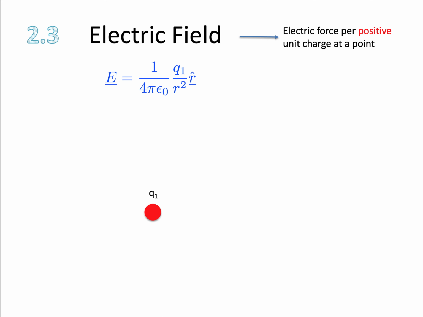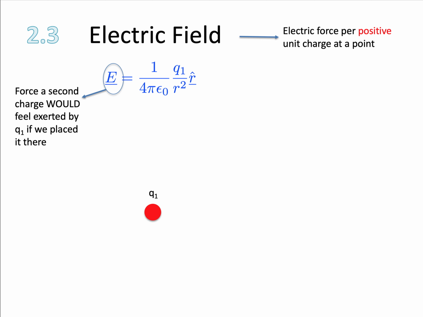So here is the equation for electric field. So the electric field is the force a second charge would feel exerted by Q1 if we place a second charge there. I'm sure you've all heard of electric fields before, but a field is actually quite a strange concept. We're saying the amount of force a positive charge would feel if it were there, even though there's nothing there now. Or another way of saying it is that you could say Q2 is a 1 coulomb charge, and the electric field is the force on that unit charge at that point.